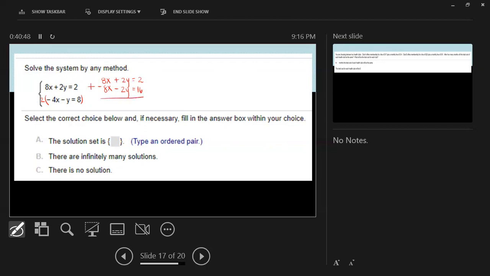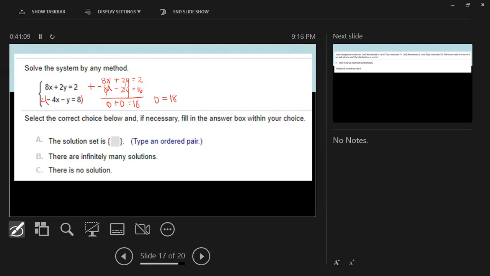So 8 subtract 8, that cancels out. 2 plus a negative 2, that will also cancel out. So that will give me 0 plus 0. And then 2 plus 16 will give you 18. All right, so 0 plus 0 is 0. So 0 is equal to 18.